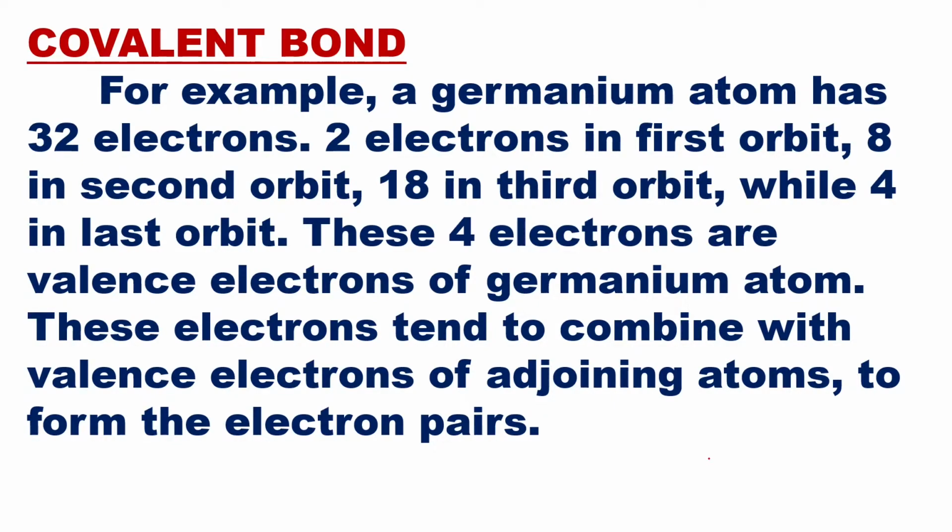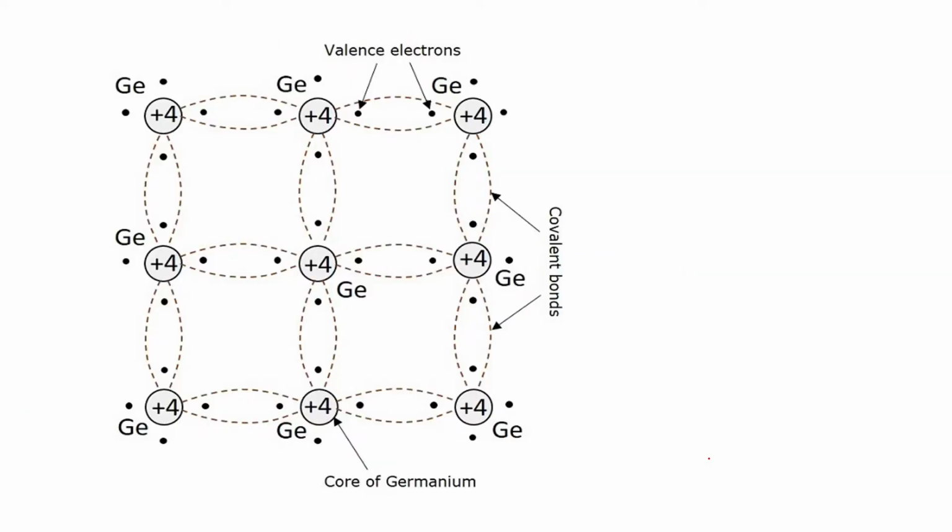These electrons tend to combine with valence electrons of the adjoining atoms, the atoms next to it, to form electron pairs. How this happens, we'll see. So here you can see you have a germanium atom here, and at the center you also have shown a germanium atom.